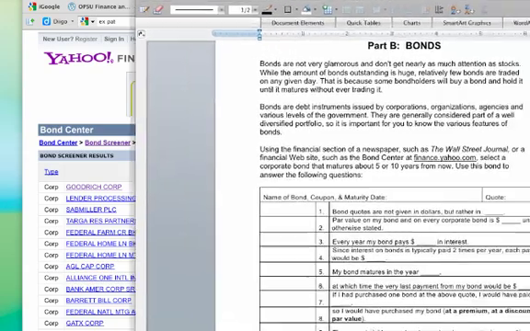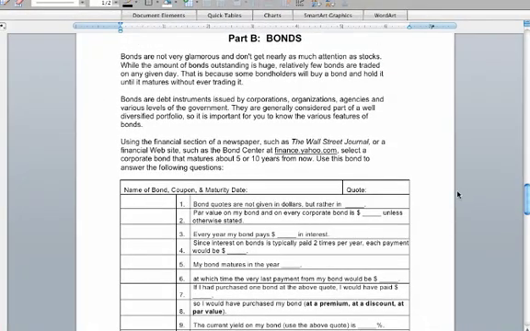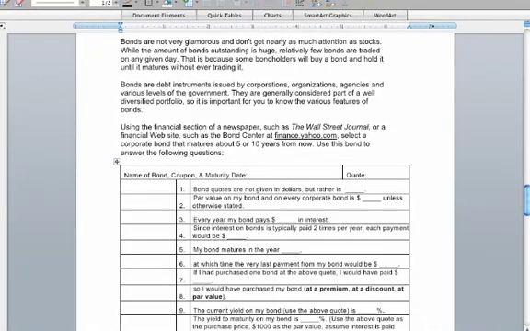Okay, now let's bring the paper back over and look at the project. Bond quotes are not given in dollars, but rather in, and this quote, which we just found, this 117.52, it is given in percentages. So that's the answer for you, percentages. Par value on my bond and on every other corporate bond, the book will tell you, is $1,000. So the answer here is 1,000, unless otherwise stated.